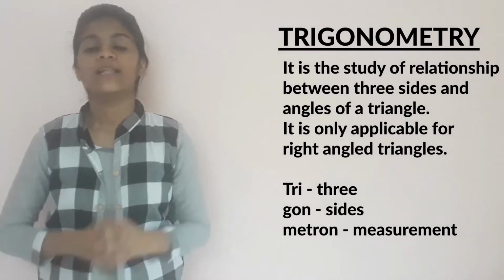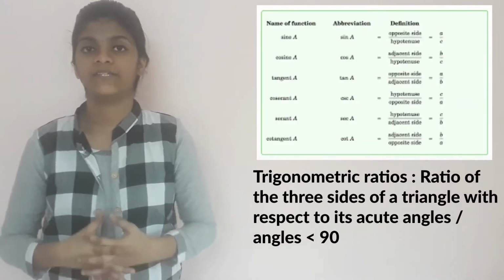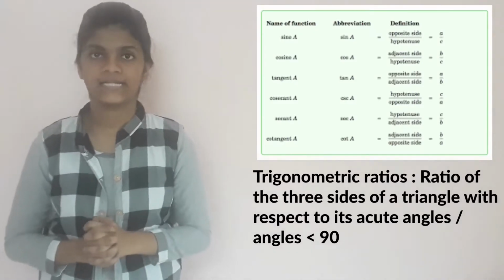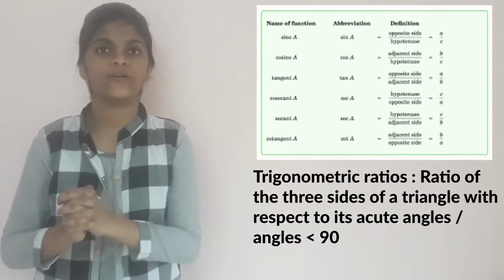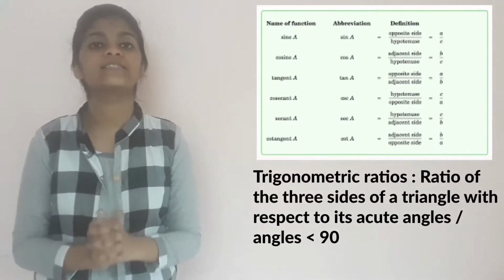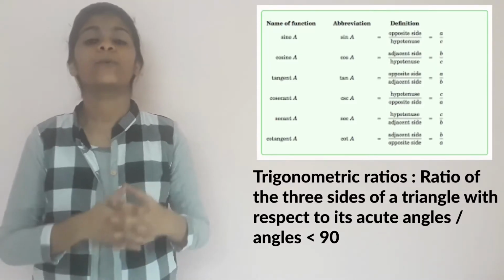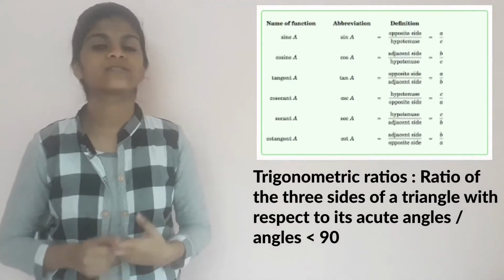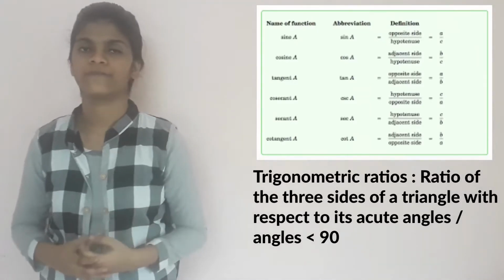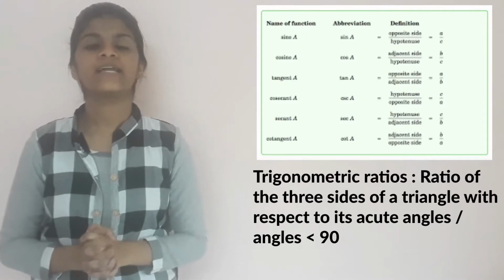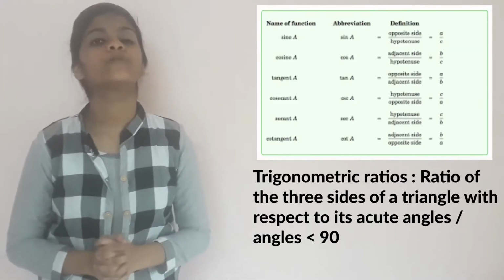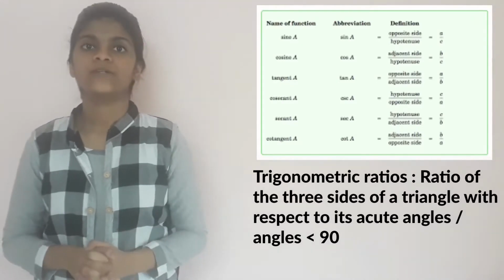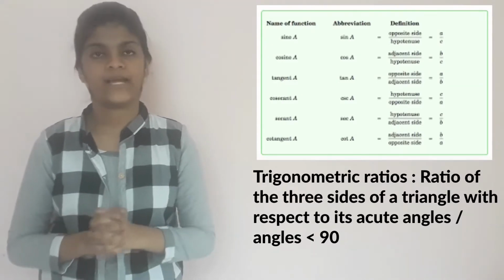trigonometry. Later in this chapter, we learn about the trigonometric ratios, or the ratio of the three sides of a right angle triangle with respect to its acute angles, or the angles less than 90 degrees. We learn 6 trigonometric ratios such as sine, cos, tan, cosec, sec and cot. For angle A, sine A is equal to the side opposite to angle A by hypotenuse. Cos A is equal to the side adjacent to angle A by hypotenuse.